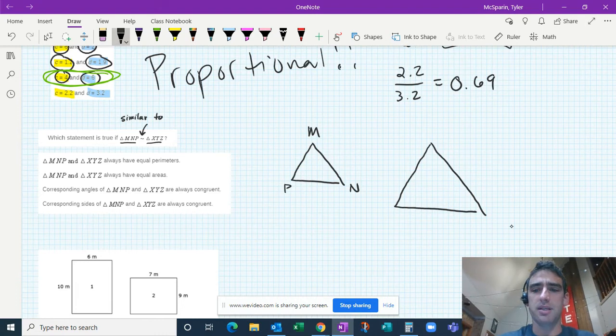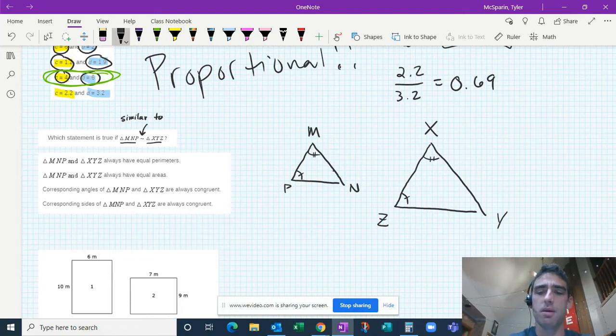All right, so now this is X, Y, Z. Well, we know that because it's similar, all the angles are the same. So P and Z are the same, M and X are the same, and N and Y are the same. All we know about the sides is that they are proportional, so they're multiplied by the same number. I don't know anything else.